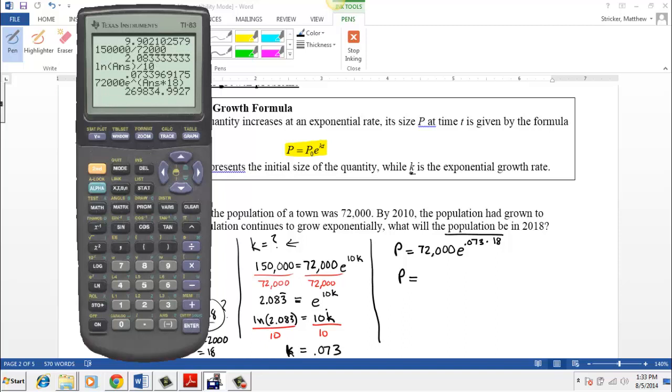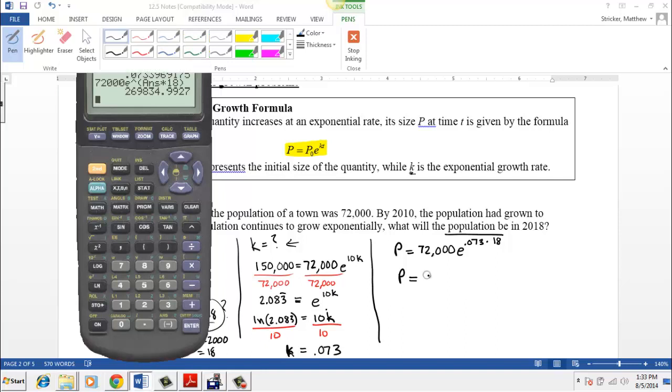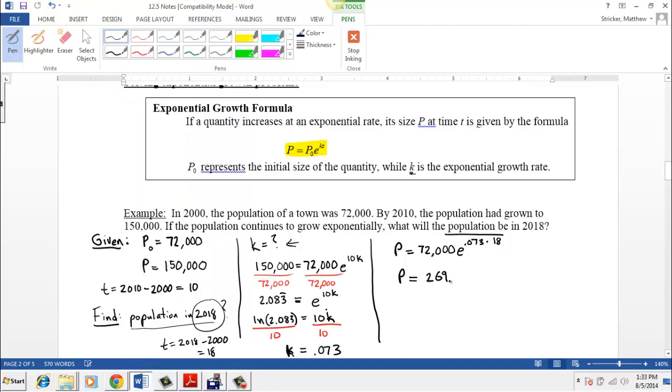And so, what's that future population? It's 269,835 people in 2018, or about 270,000 people. But this is how we tackle population growth or any sort of growth.